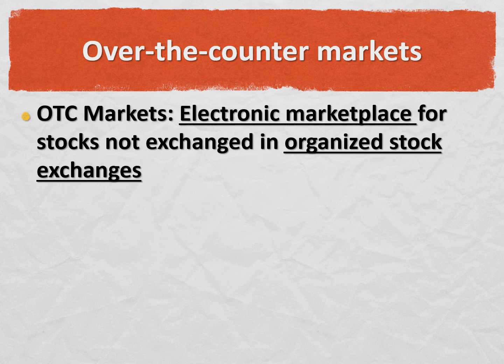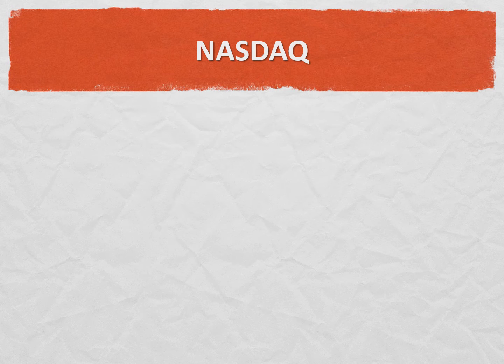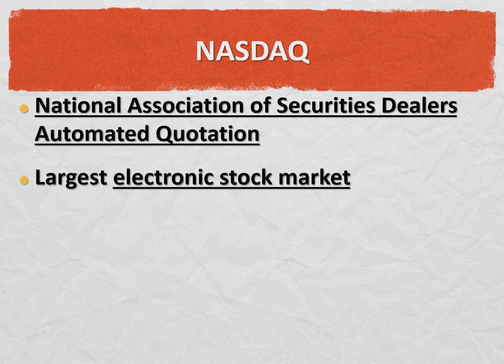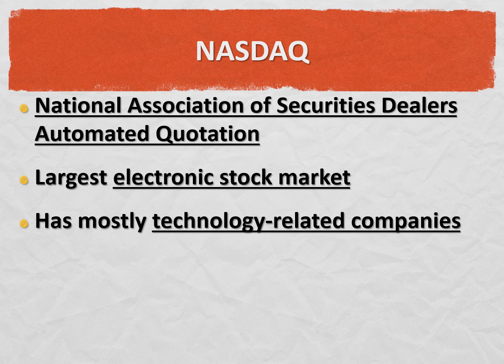You also have over-the-counter markets. So this is an electronic marketplace for stocks not exchanged in organized stock exchanges. The best example of an OTC is the NASDAQ. It's the National Association of Securities Dealers Automated Quotation. That's right, it's way easier just to say NASDAQ. This is the largest electronic stock market, and it has mostly tech-related companies.